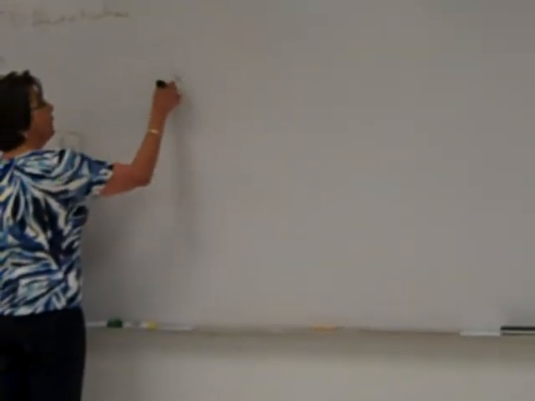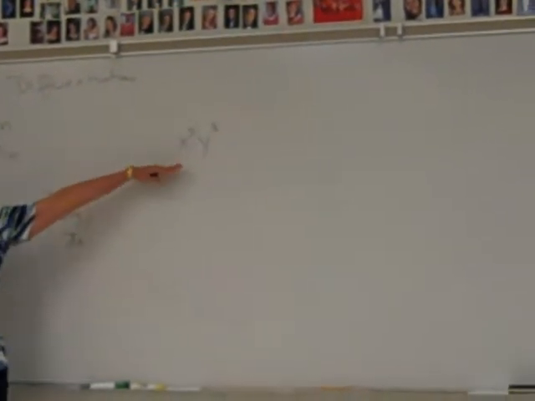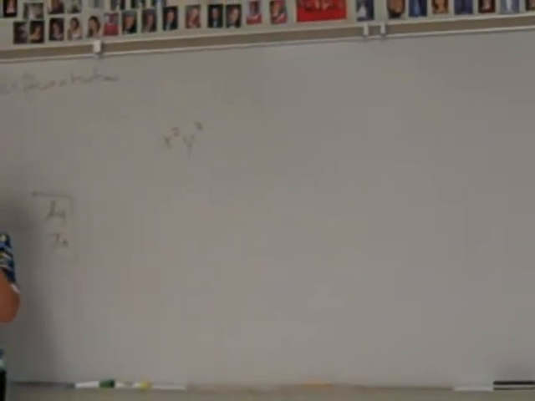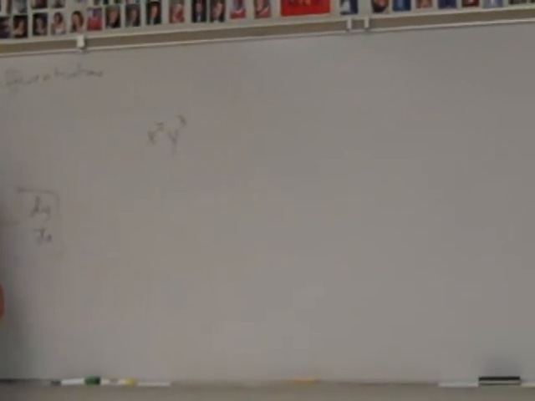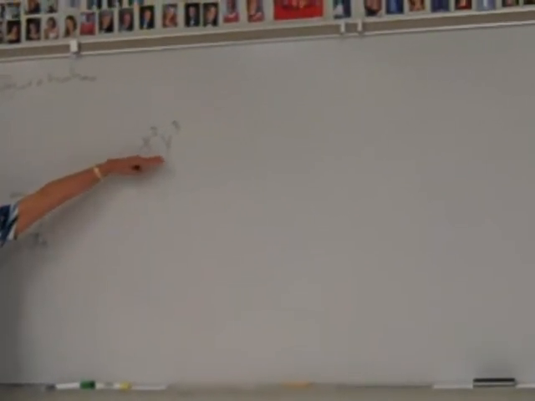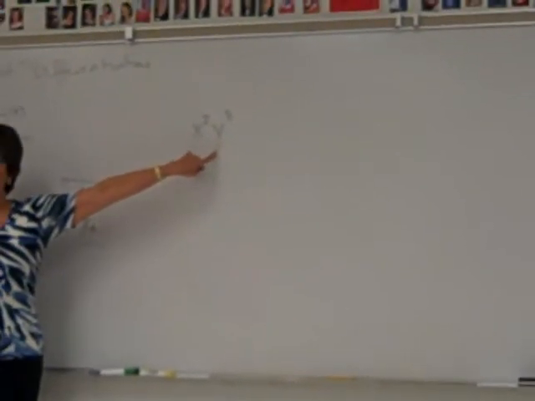For example, if I give you x squared y to the third, okay, it's a very simple monomial. Yes, ma'am? Okay, in the book, what's the difference between d over dx and dy over dx? I'll get to that.